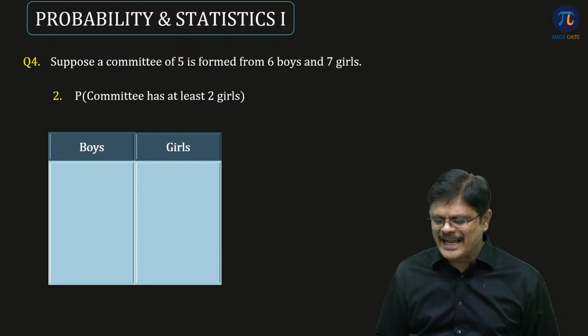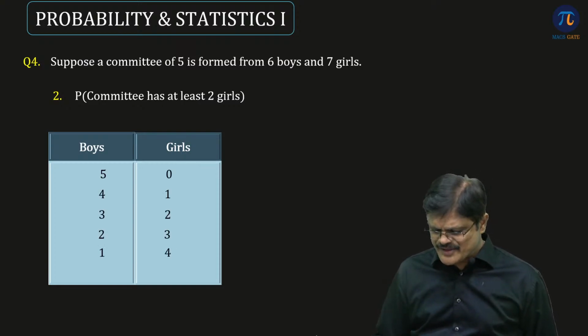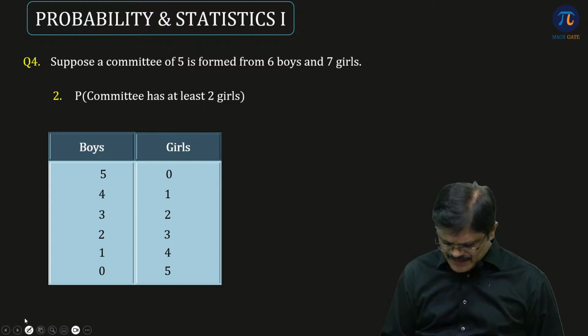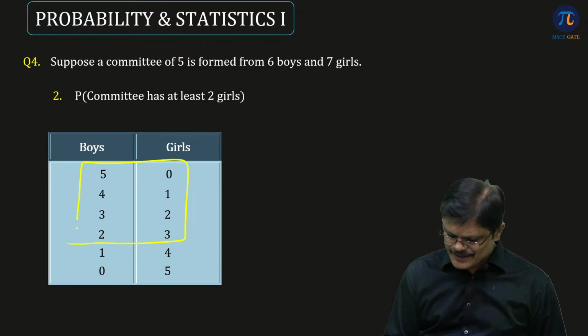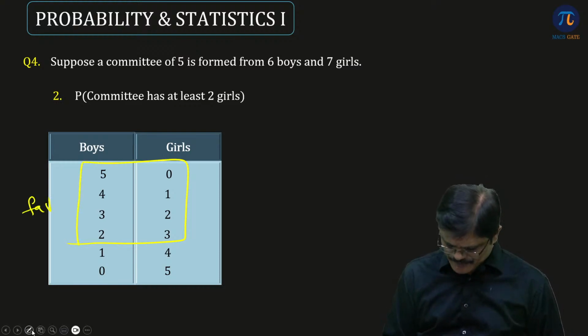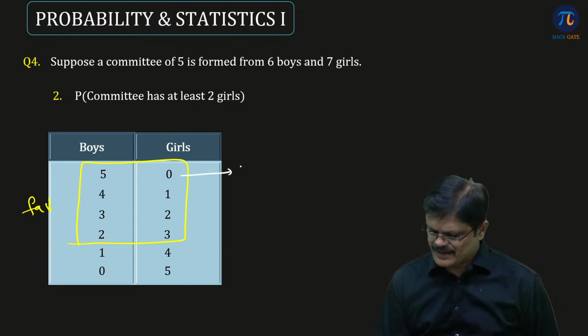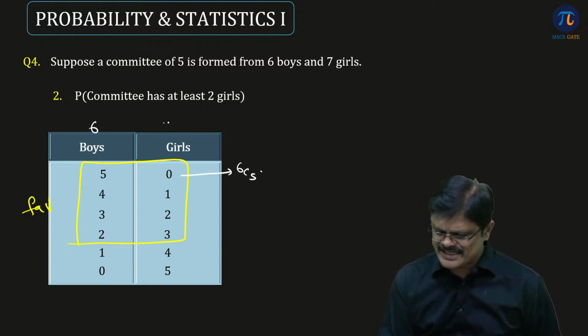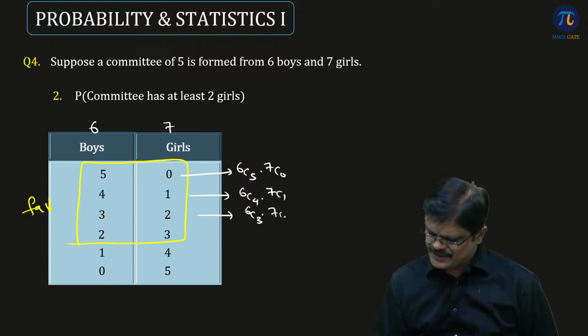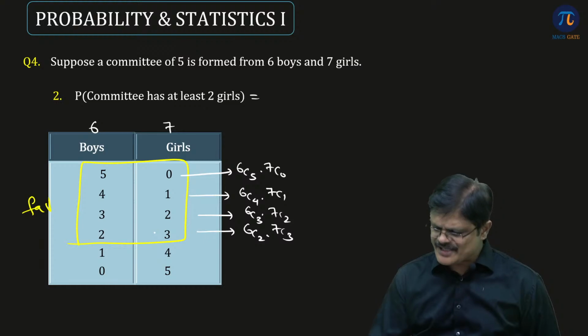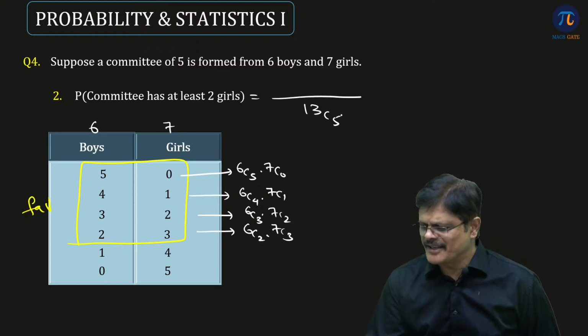Now the next question. Committee has at least 2 girls. So this is always fixed. At least 2 girls means what, sir? 2 or more girls. So these are the 4 cases. So these are the favorable cases. And you know what is the answer for each of them? This is 6C5 because 6 boys and 7 girls are there. 6C5 into 7C0, 6C4 into 7C1, 6C3 into 7C2, 6C2 into 7C3. So what is the probability? This is favorable. Denominator we already know, 13C5, that is total.